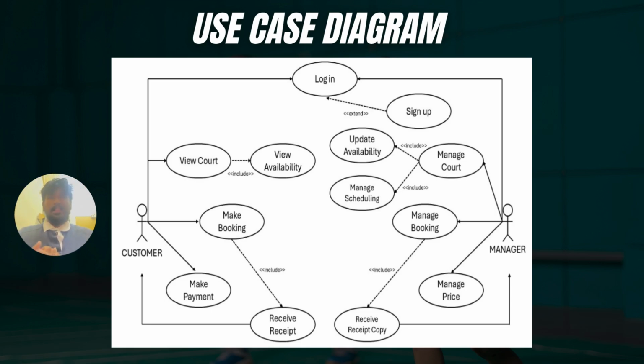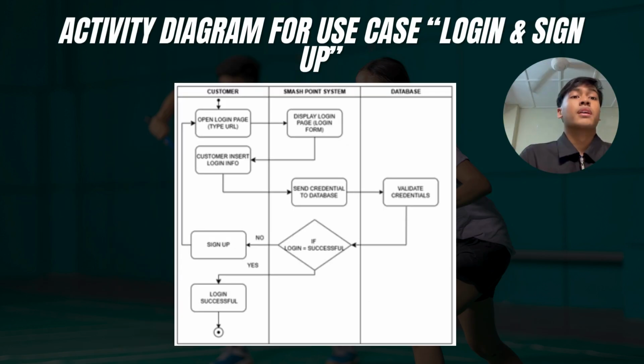As you can see, for customer we have make payment, make booking, receive receipt, login, and view court and court availability. First, users need to log in before they can view the courts and the court availability. After they have logged in, they can check which court they want to book, and from that they can make a booking, and then they will make payment, which then lets them receive a receipt as proof of their booking. Next, we move to the activity diagram for use case login.